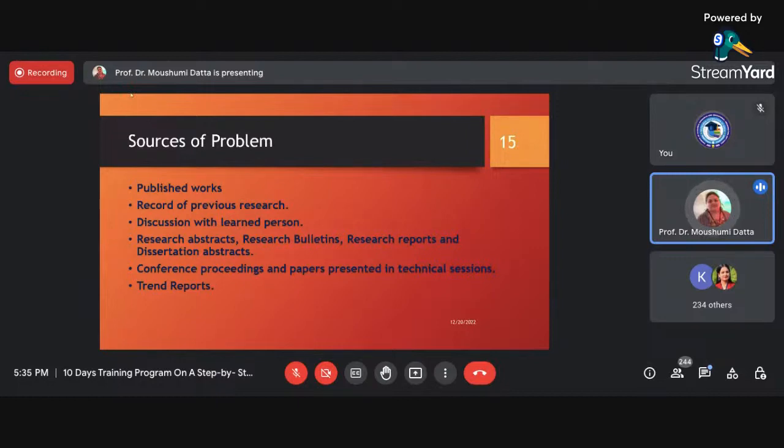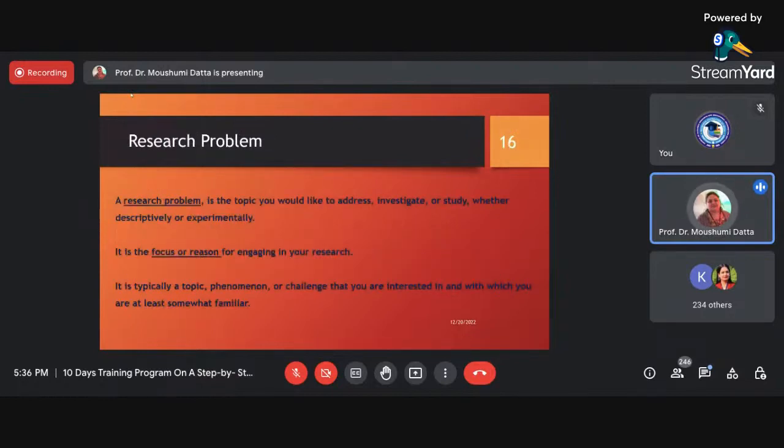Maybe you will have to read the research bulletins, the PhD theses, the dissertations. You have to find out if conferences were held on the same topic or not. You have to find out the trend reports from the newspaper. So friends, you have to find out whether the problem you have identified has been studied by somebody else or not. It is a very, very important part of research.